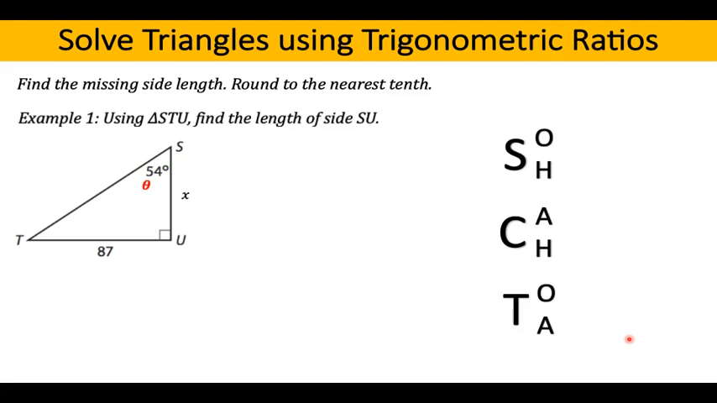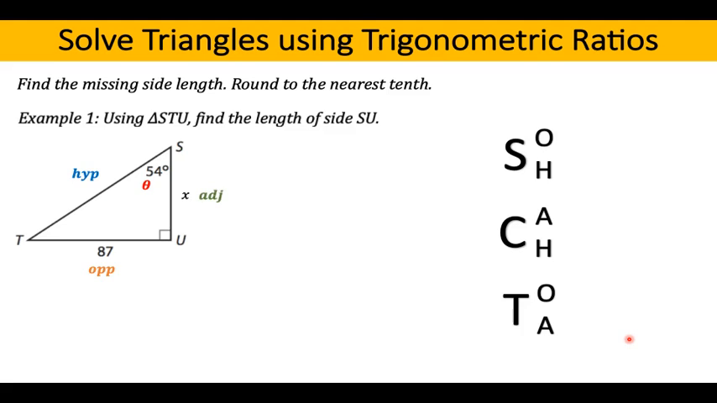From that angle, we will label the sides of the triangle. So opposite the 90-degree angle is our hypotenuse. Opposite the theta angle, label your opposite side. And adjacent to the theta angle, label the adjacent side.